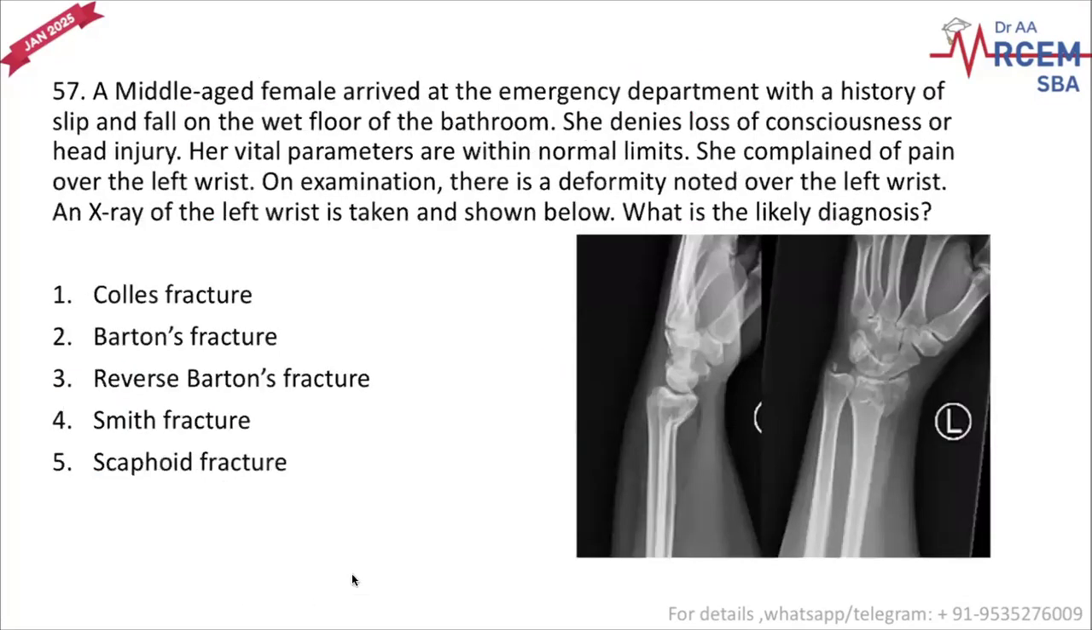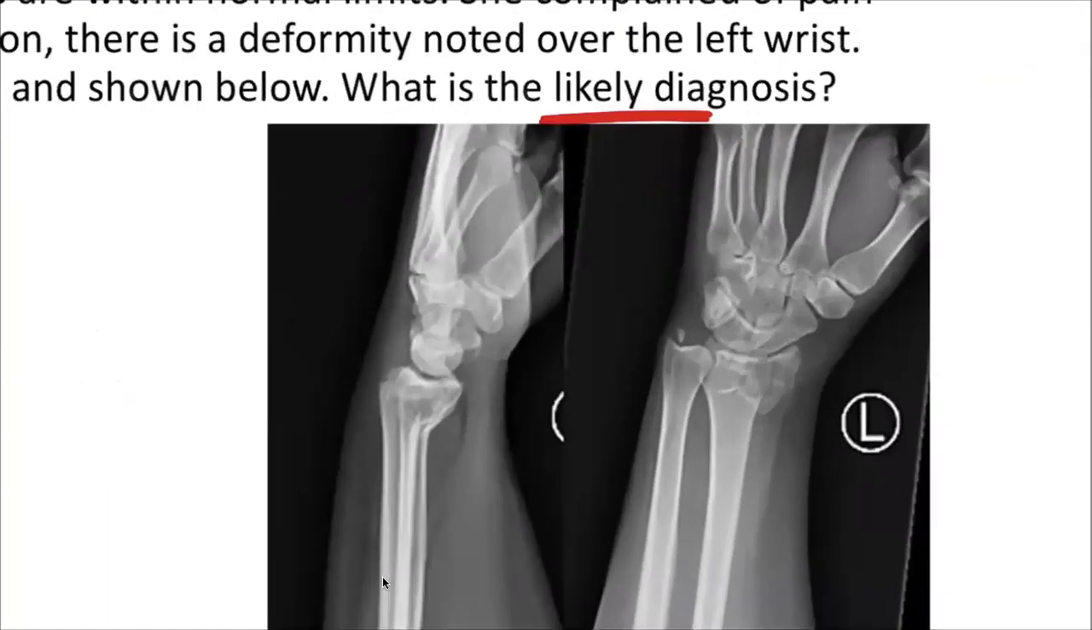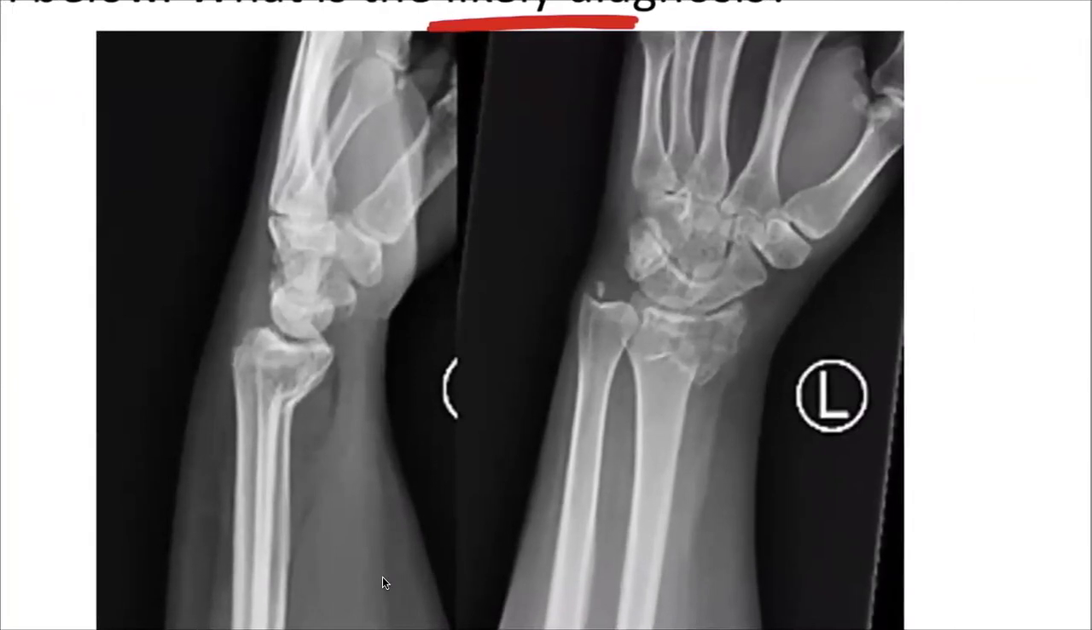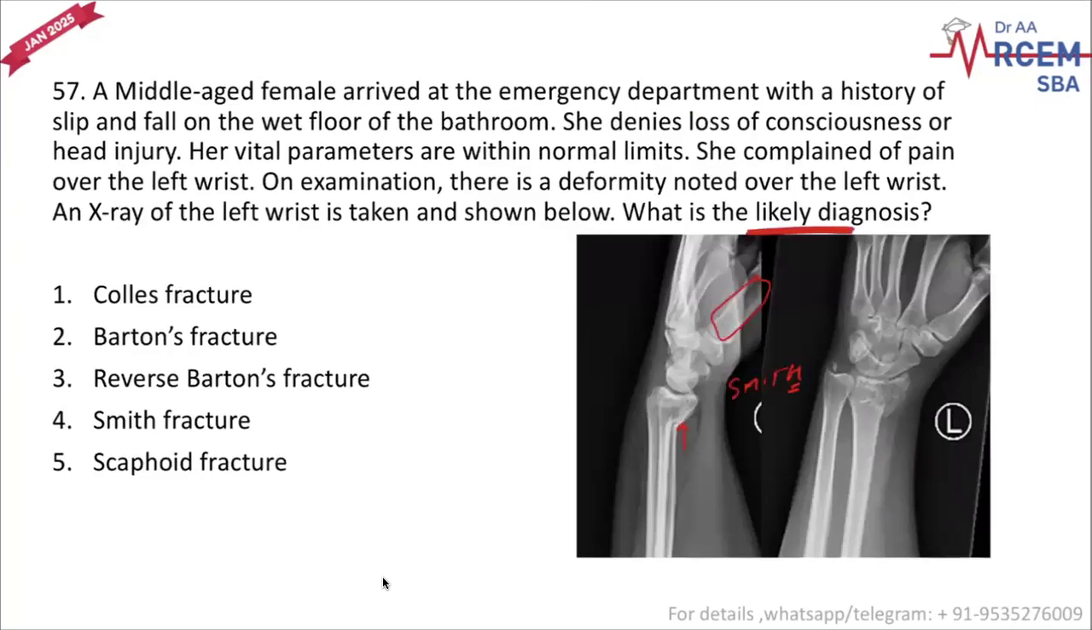They're just asking here, what is the likely diagnosis? Again, let us break it down here. There is no articular surface fracture present, so it's not a Barton fracture. And the fragment is displaced towards the thumb, so we are thinking of a Smith fracture. This is a Smith fracture. So the right diagnosis here is the Smith fracture.